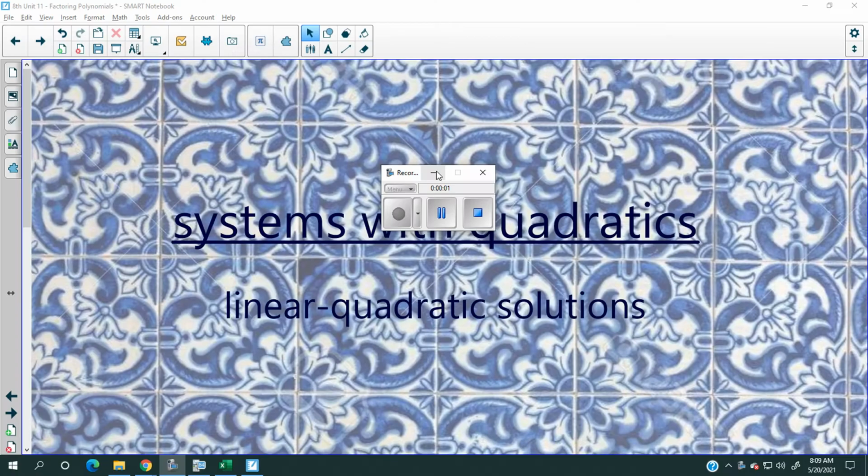But I'll try to keep it short because this is just a mixture and an amalgamation of topics of everything that we've actually done before, okay? And quite easy too, okay? So let's take a look. All right, so write this down, if you want to. We're talking today about systems of equations with quadratics, okay? So we're talking about linear quadratic solutions.